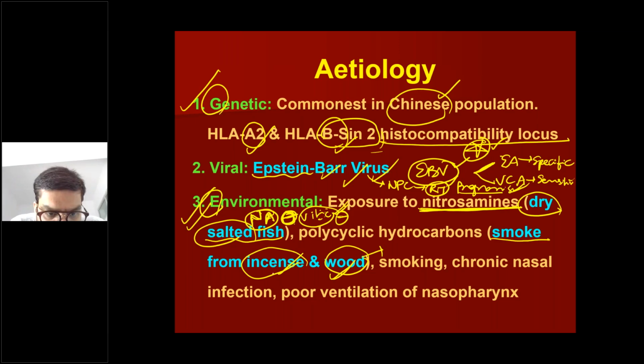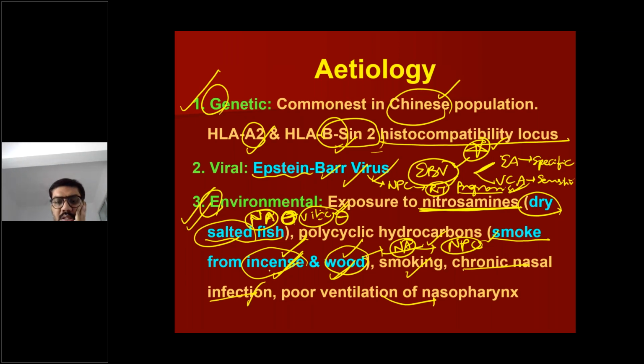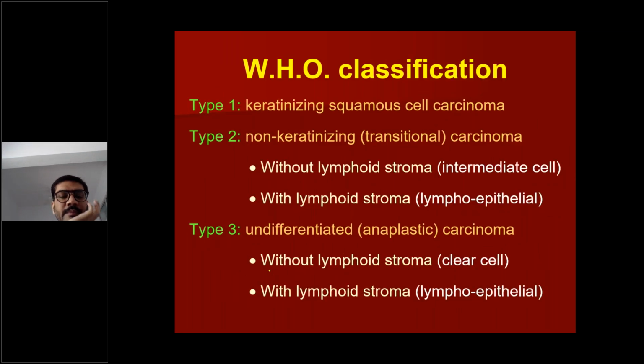So smoking from incense sticks like agarbattis and wood. Nitrosamines are there. Don't get exposed too much. Of course, very dangerous. That is leading to nasopharyngeal carcinomas. Of course, smoking is there. It is always a factor. And poor ventilation of the nasopharynx and chronic nasal infections. Any infection can lead to that. Chronic nasal infection also can lead to that.